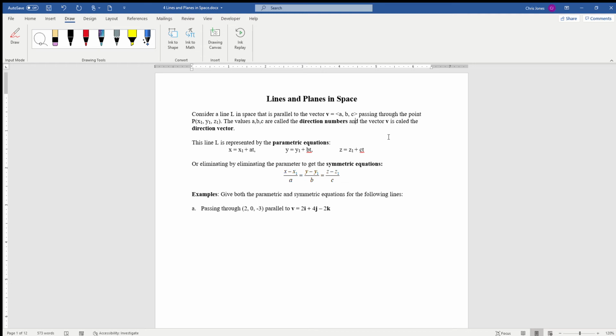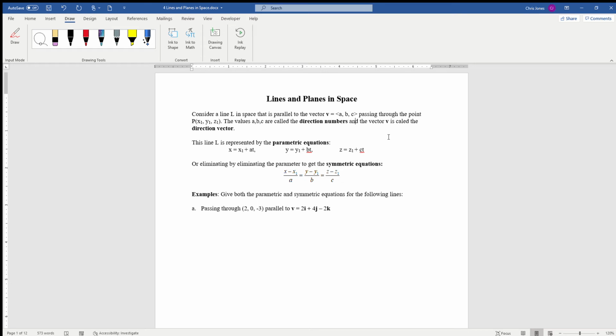All right. So if we know some sort of vector v that's parallel to the line, and there's a point that's on that line, let's call that x1, y1, z1. Those values A, B, and C are known as the direction numbers because those are the A, B, and C coordinates, or X, Y, and Z coordinates, excuse me, to which they're going to be parallel to that line. The vector is called the direction vector, and from there we can generate 2 different types of equations.